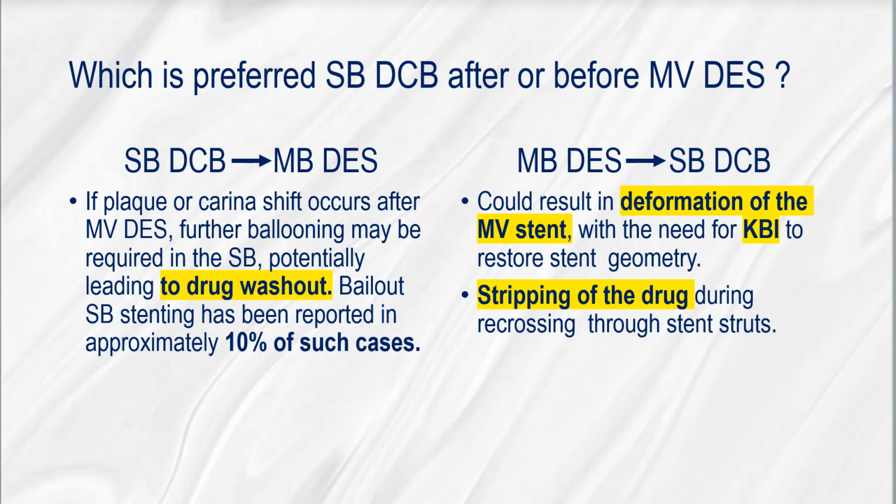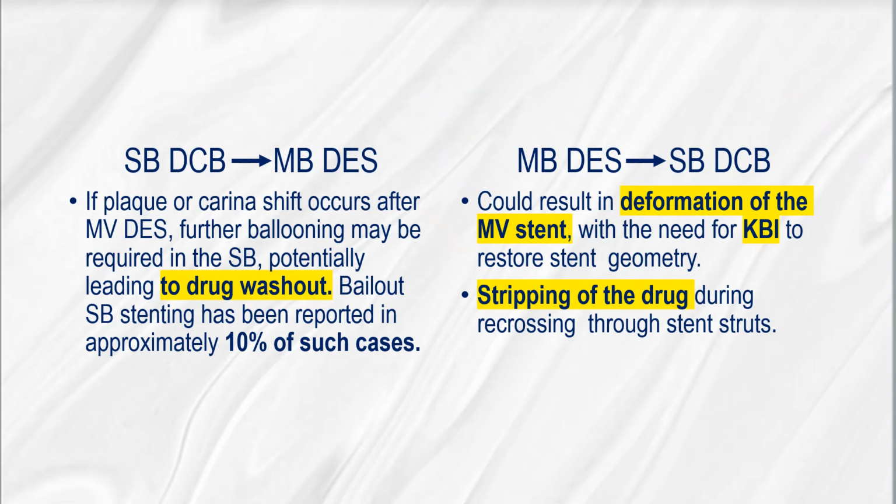Which step is preferred first? The side branch drug-coated balloon or the main vessel DES? In cases of main branch DES after side branch drug-coated balloon, if there is plaque or carina shift, further ballooning may be required in the side branch, potentially leading to drug washout. This bailout step, side branch stenting, may occur in 10% of cases.